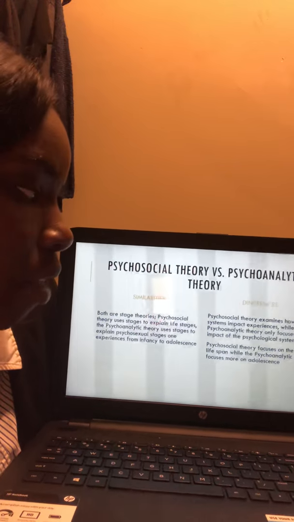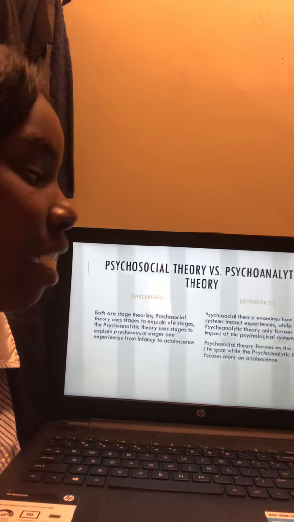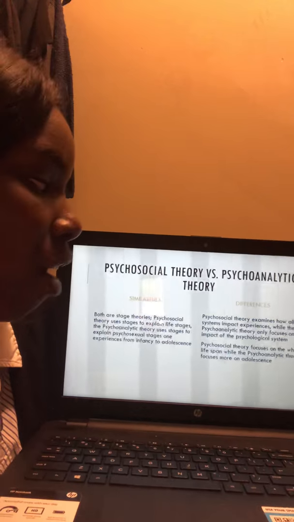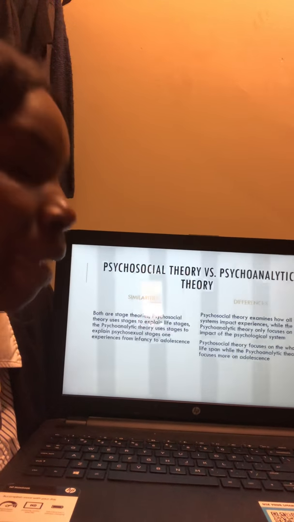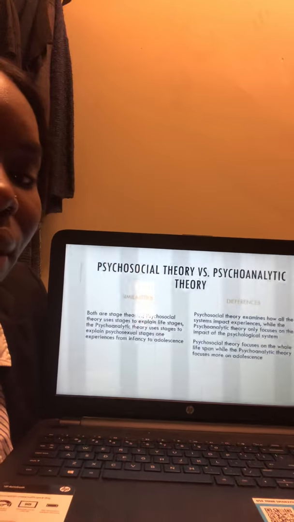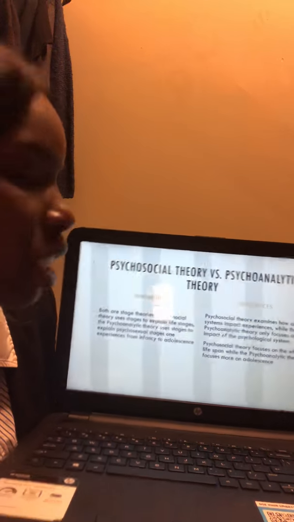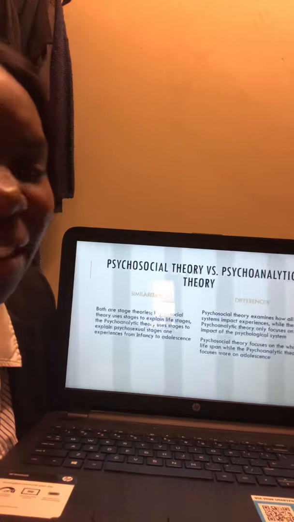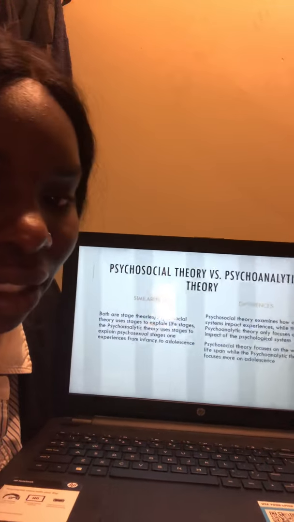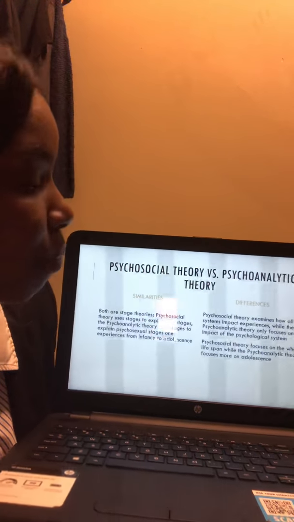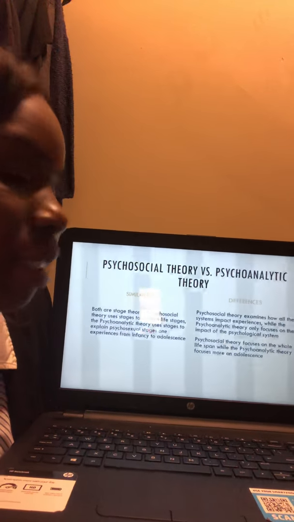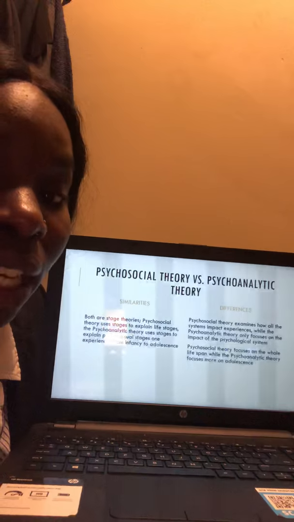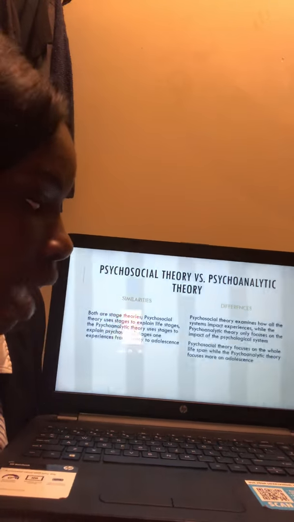So some differences are the psychosocial theory examines how all the systems impact experiences, while the psychoanalytic theory just focuses mainly on the psychological system and how it impacts the experiences that we have. Also, the psychosocial theory focuses on the whole lifespan, while the psychosexual theory just focuses on adolescence.